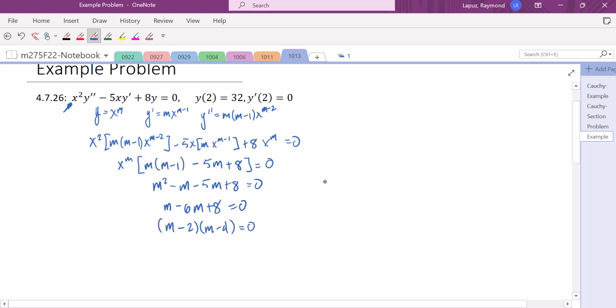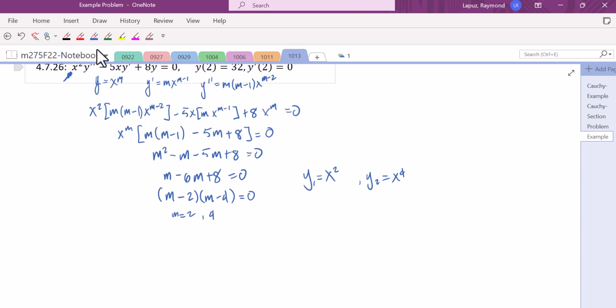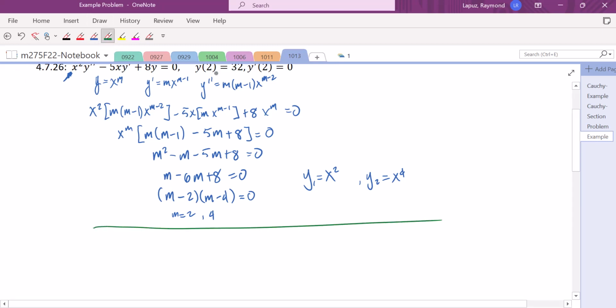So our solutions, y1 will be x to the second power, and y2 will be x to the fourth power. That's m is equal to 2, and m is equal to 4. Okay, now that we have that, we can begin our process for solving for our initial value problem.